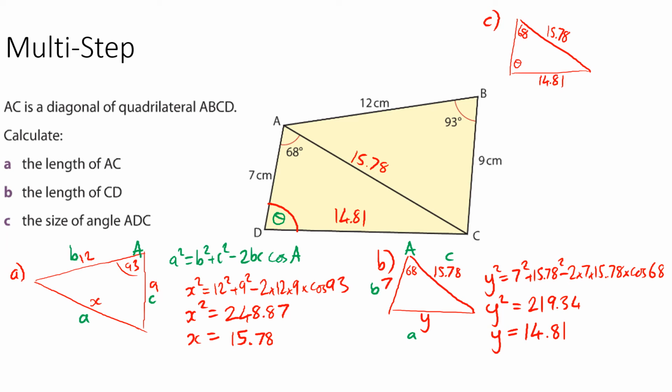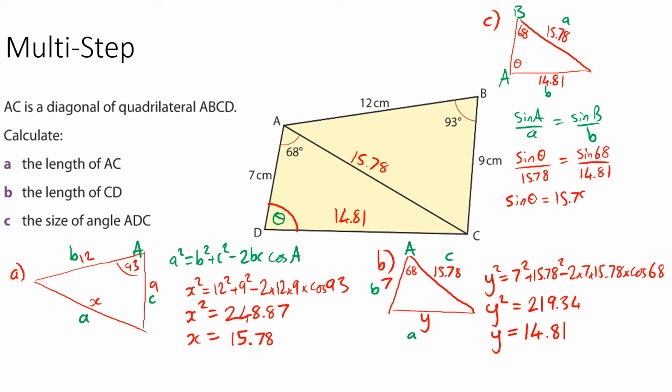Label stuff up. So the angle that we're after, we'll call that A. So this is side A, angle B, side B. And then we need to remember the sine rule for an angle, which is something like sine A over A is sine B over B. So remembering from last week, what we need to do is substitute stuff in, obviously. So we're going to have sine theta over 15.78 is sine 68 over 14.81. And then we multiply across. So we multiply the other side by 15.78.